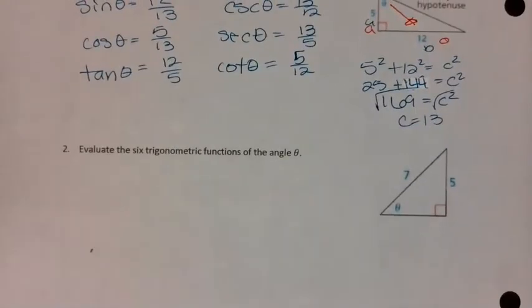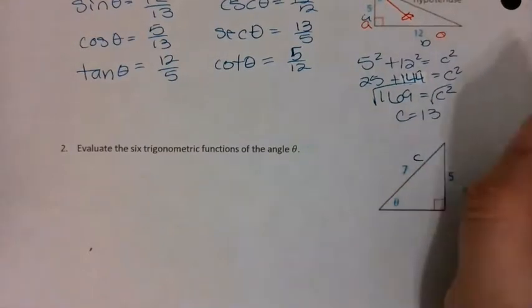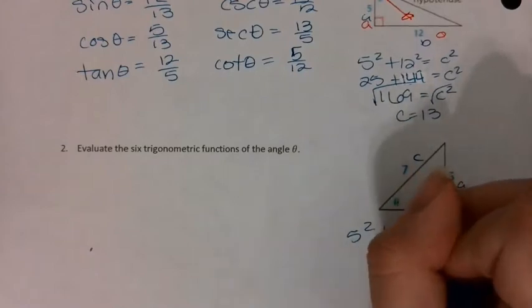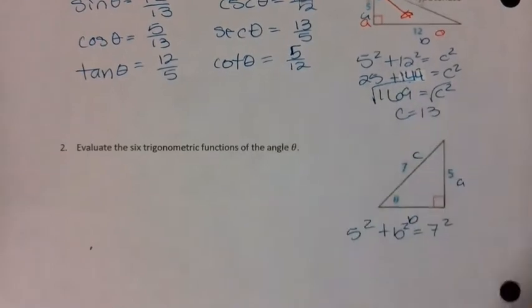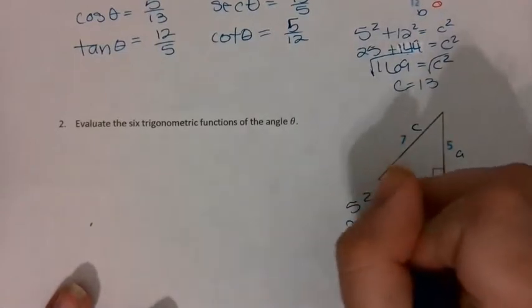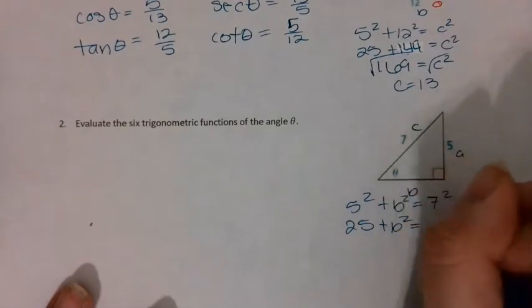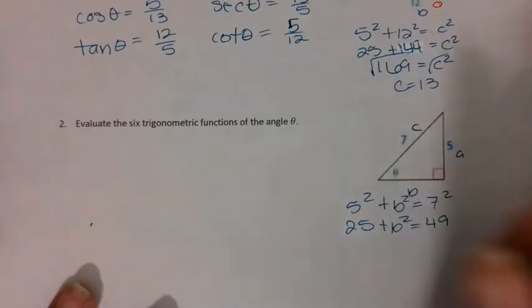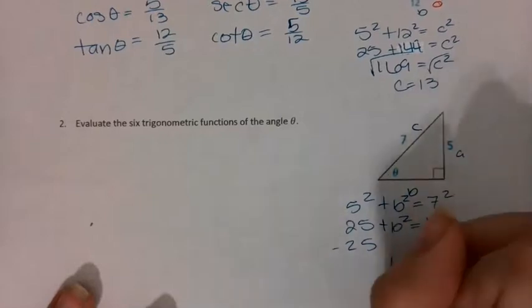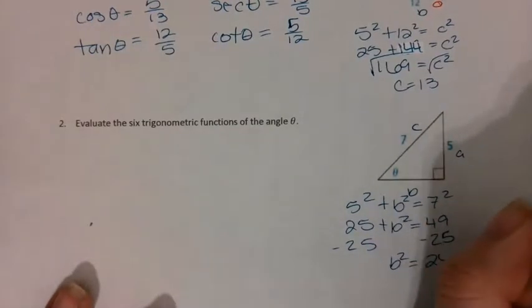On number 2, it wants me to find the 6 trig functions again, but this time I have my hypotenuse given. So this is going to be my c, a, and b. I have 5 squared plus b squared equals 7 squared. Then I square out my numbers, so I have 25 plus b squared equals 49. If I subtract 25 on both sides, I have b squared equals 24.